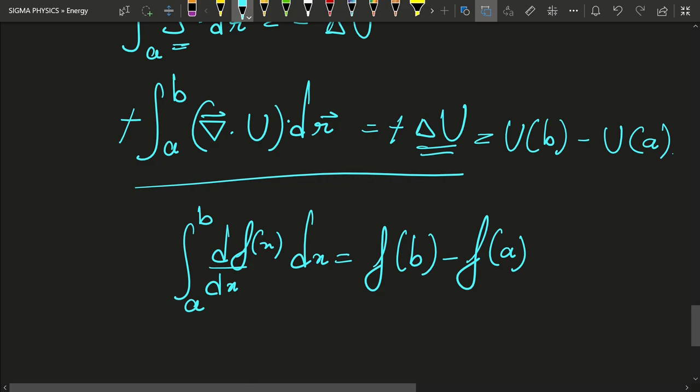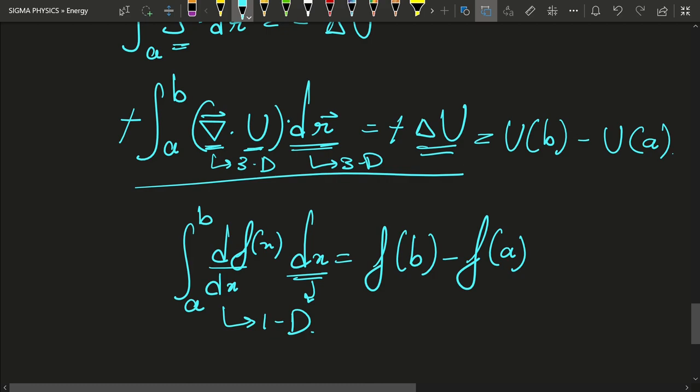And hence, notice a very, very interesting similarity between the gradient and the derivatives. This gradient is acting like derivatives in three dimensions. Here we have the derivative only in one dimension, that is dx. But this del operator, when acted upon the potential energy and then integrated over dr, which is again in three dimensions, is also in three dimensions, just like how dx is in one dimension. dr is in three dimensions.